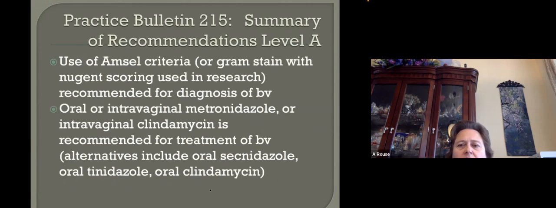All right, so Amsel criteria or Gram stain recommended for diagnosis of BV. You can do the metronidazole. You can do the intravaginal clindamycin. There's a few others. This is one of the newer drugs. It's not as well covered by insurances, but it is a one-time dose. I know I've had a few patients try it and they just didn't like the taste of it. They said it was pretty awful.